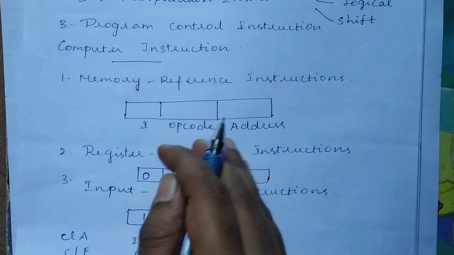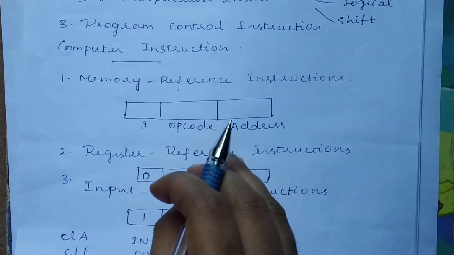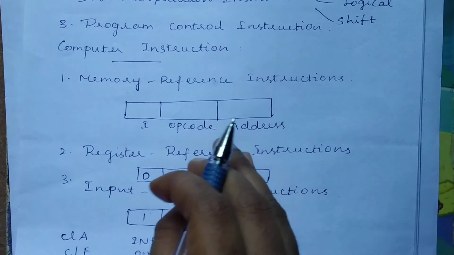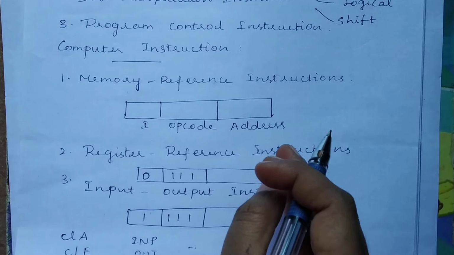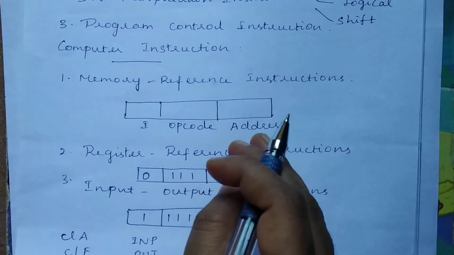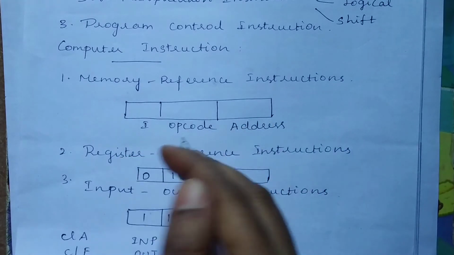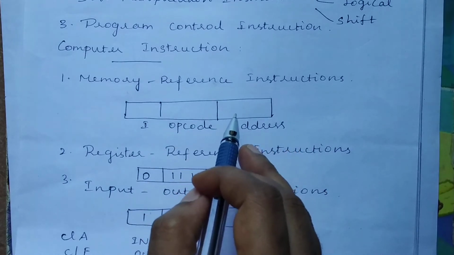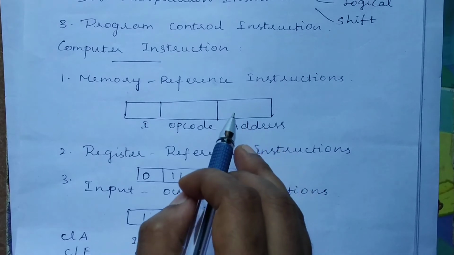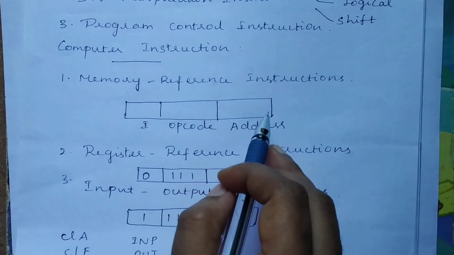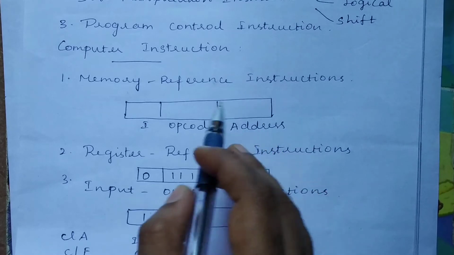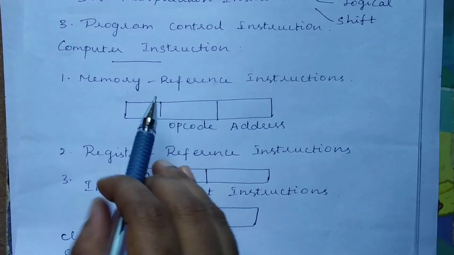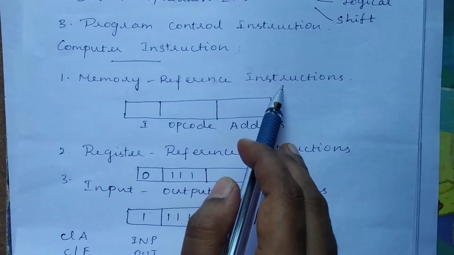Address part means if you are fetching any operand, where that particular operand is located, whether it is in memory or in a register, or even if you are able to interact with the peripheral devices. So if you are getting the input from the input devices, then how do we have to represent it. This part is used to represent whether you are fetching the operand from the memory or from the register or from the input-output devices. So here if you are fetching the operand from memory, then it is of type memory reference instruction.